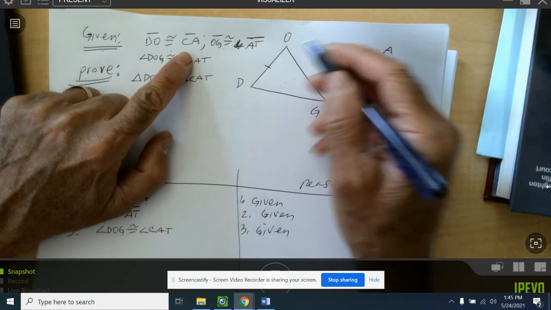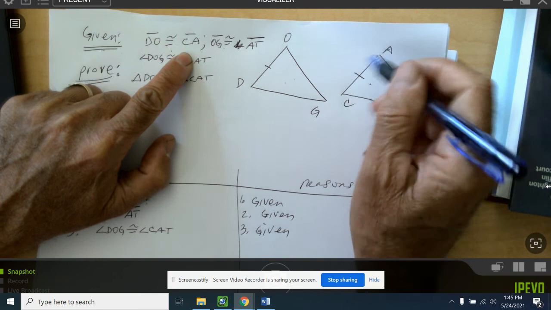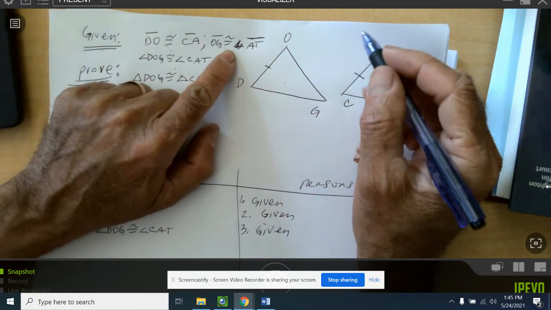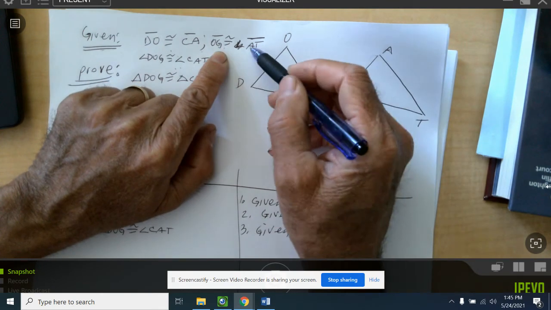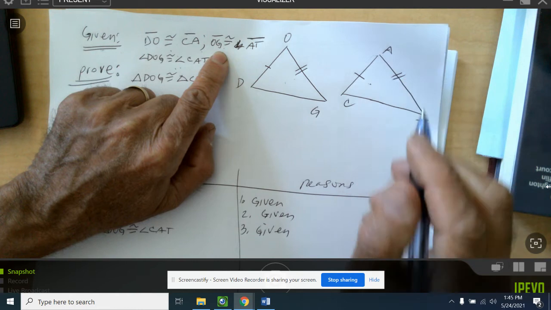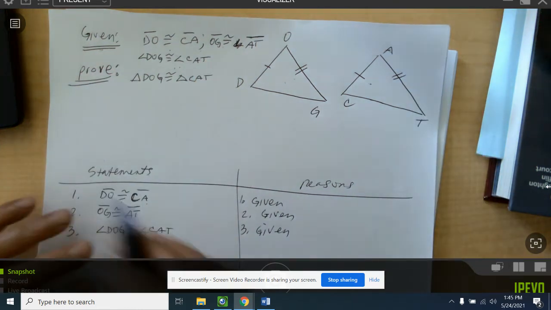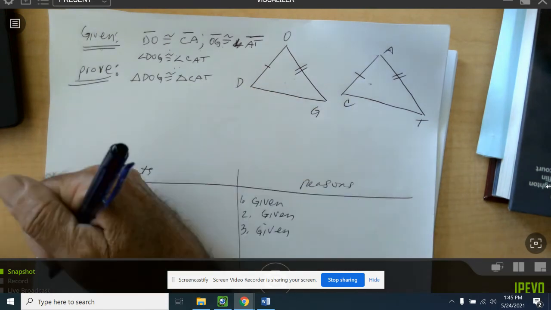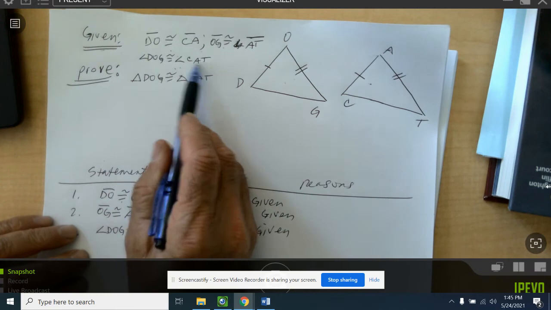So DO congruent to CA. Make the marking. A lot of times on a proof, you'll have these already marked for you, but you won't always have them. Sometimes you'll have to do it yourself. So OG congruent to AT. And regardless of whether or not they're marked for you, you should draw them separately on a piece of paper, because quite often you'll have to add to the picture. In this case, there won't be that much to worry about.